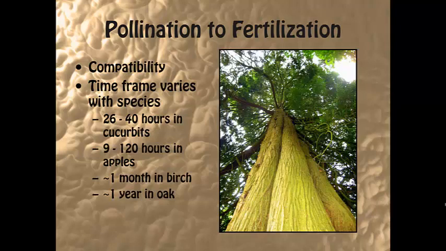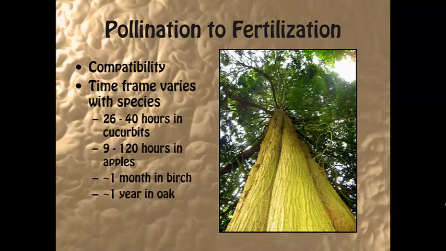Also, just because pollination happens and the plants are compatible doesn't mean fertilization will happen immediately. The time frame varies with species, and I've given you a few examples here. So cucurbits, which is your first example, include things like cucumbers and watermelons. It's going to take 26 to 40 hours for fertilization to occur after the pollen first lands on the pistil. With apples, we have 9 to 120 hours. That's a pretty wide range, but that has to do with what cultivar and type of apple it is.